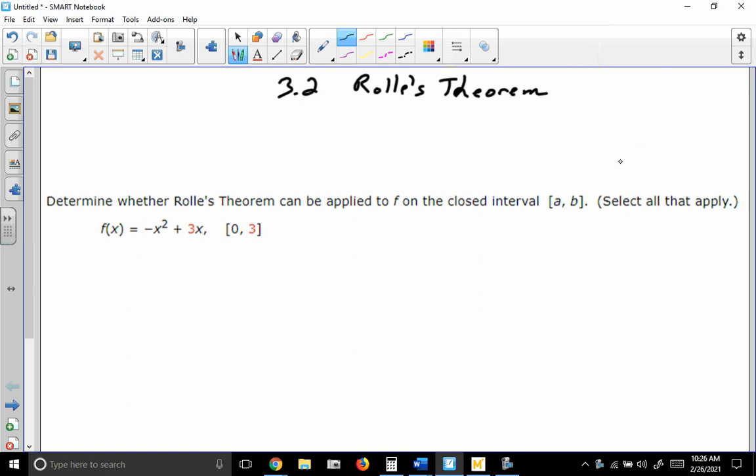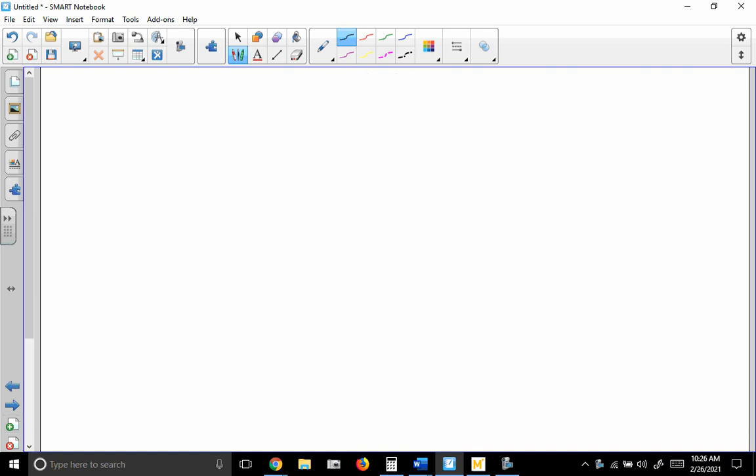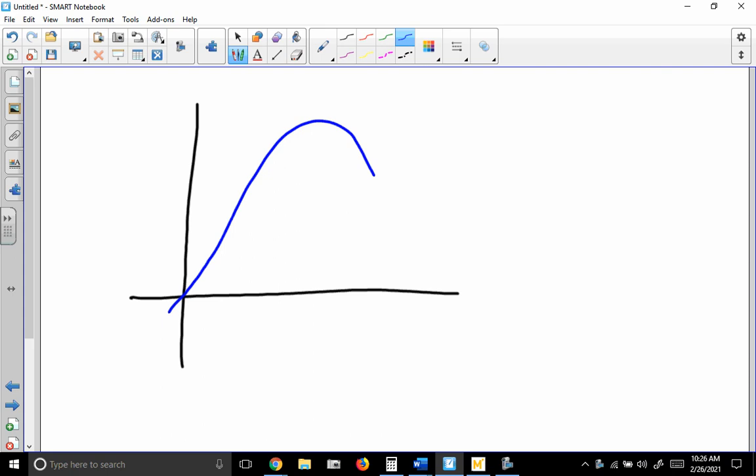3.2 deals with Rolle's theorem, and Rolle's theorem is an application of derivatives. So let's take a little preview of Rolle's theorem first. What Rolle's theorem says is that if we have some function, so suppose we have this function here on a closed interval. So that's intervals from a to b.